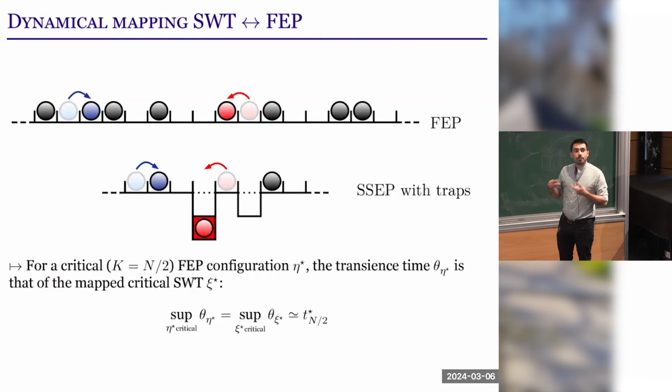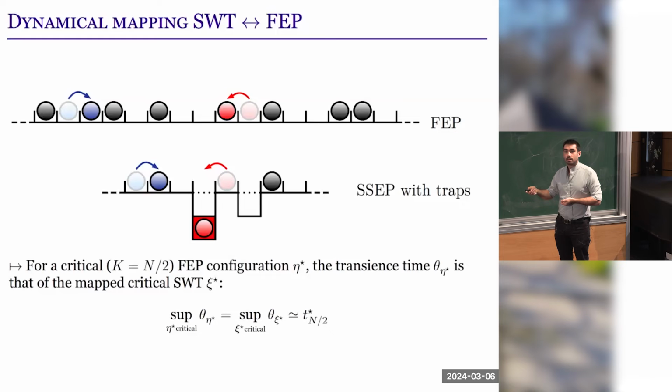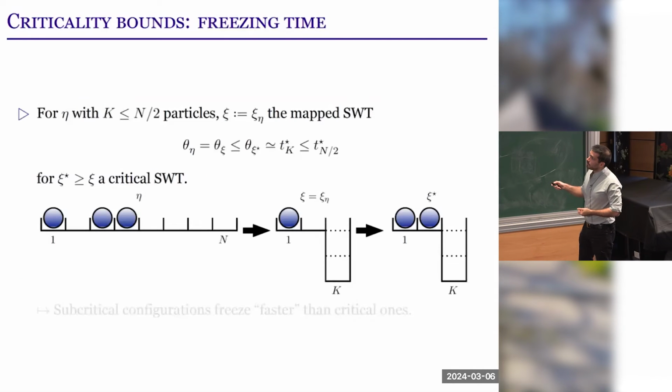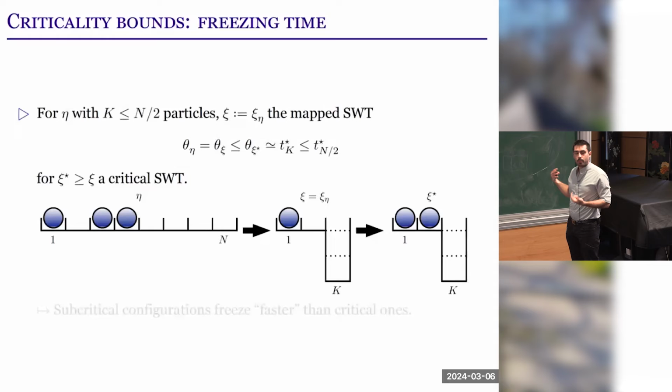The problem is that for the FEP, we don't have attractiveness. So this means that for the FEP, we don't know for sure that the worst case scenario is going to be the critical one. So you need to find a little bit of another argument. But since we have a lot of information about the SSEP with traps, we can cheat a little bit.